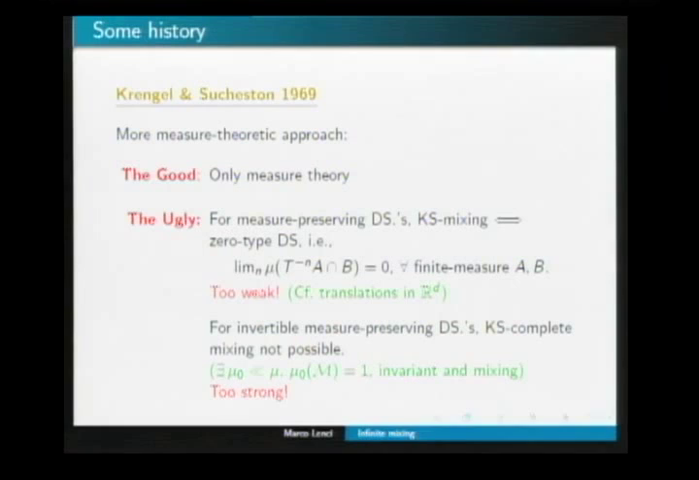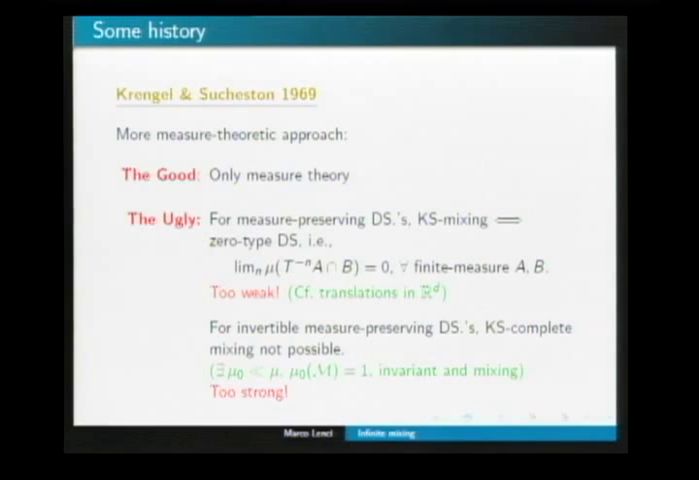property of complete mixing is, well, I wrote "not possible" because I thought I had written somewhere that the system has to be ergodic. But let's say this is not compatible with ergodicity, because they prove that if an invertible measure-preserving dynamical system is completely mixing, then there exists a probability measure which is absolutely continuous with respect to your invariant measure, which is invariant and mixing. So if this mu is also ergodic, then they have to be relatively singular to each other. So that cannot happen.